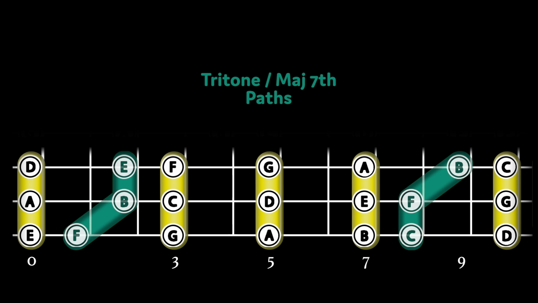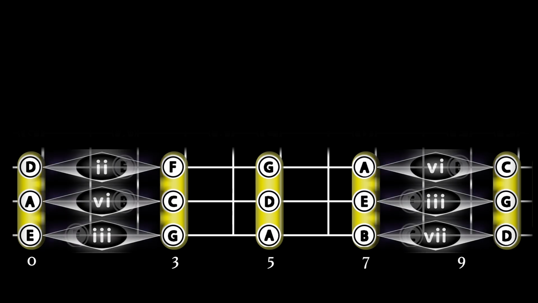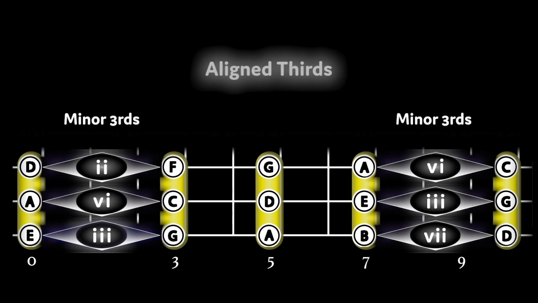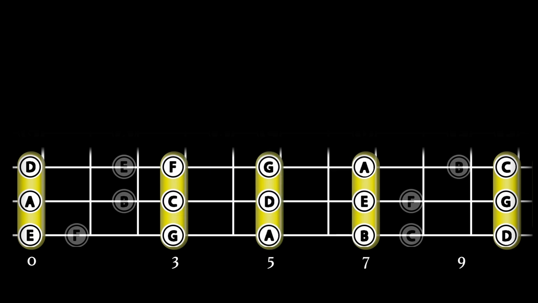Which comprise 2 instances of the tritone and the 2 major sevenths of the key. Also revealed by these axis positions is the alignment of the major and minor thirds within the 3 pentatonic scales of the key. Of course, there's a perfect fourth between the scales at each axis position.